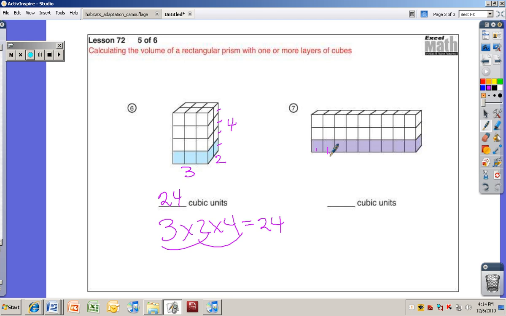Right here we have 1, 2, 3, 4, 5, 6, 7, 8, 9. 1 back and 3 high. So we're going to do 9 times 1, which is 9, times 3 is 27. So this shape has 27 cubic units.